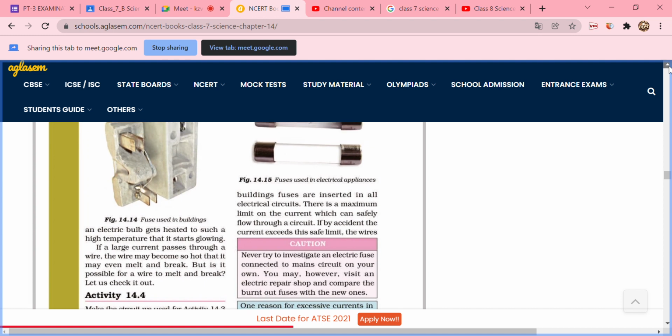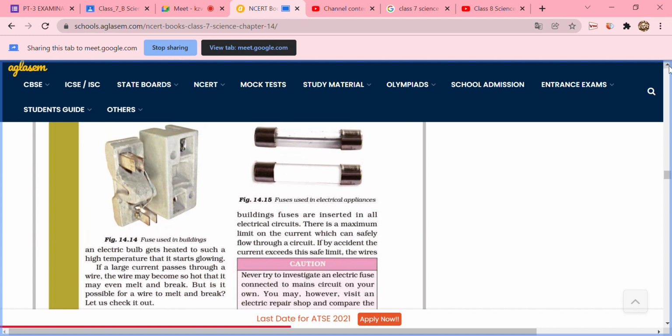Figure 14.14, you can see this is the actual structure, and it is made up of a material called porcelain. This white clay is called porcelain. It is also called an insulator. It doesn't allow electricity to flow. In the left hand side picture of 14.14, you can see there is a thin wire that has been connected from the top to the bottom. So whenever excess electricity passes, this thin wire melts, and as a result it makes the circuit open, and it prevents damage to our different electrical appliances inside our house. Okay, this is about the fuse.